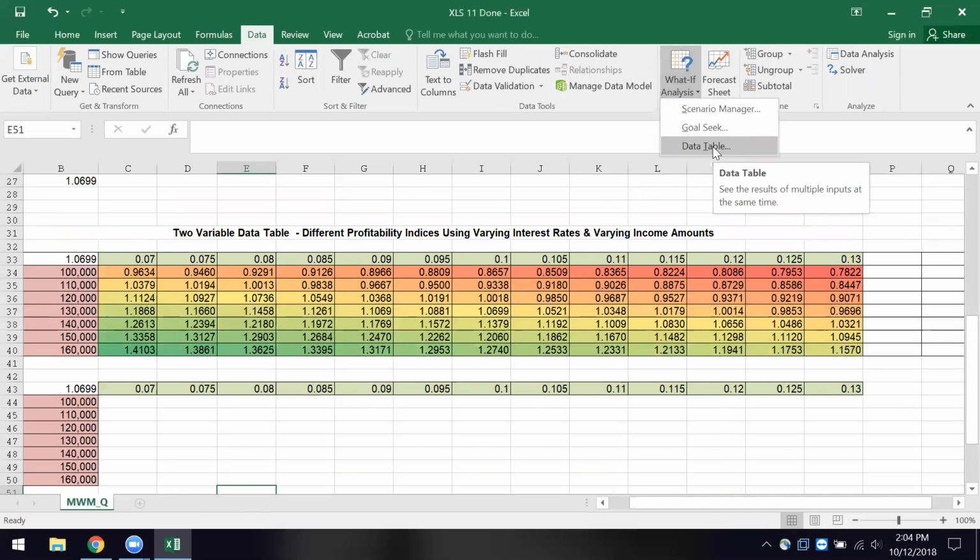And it says, see the results of multiple inputs at the same time. What the data table lets us do real quickly is, and I use some conditional formatting here, okay, to show you what the possible outcomes are given certain inputs. What do they look like? And then I use the conditional format to demonstrate pattern. So we're going to use the data table.